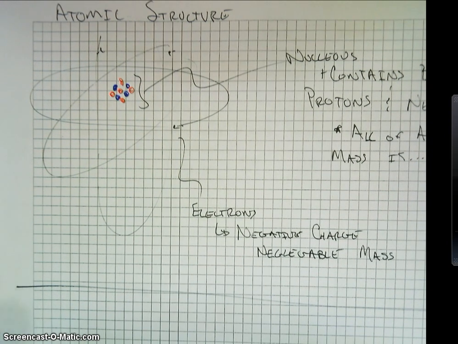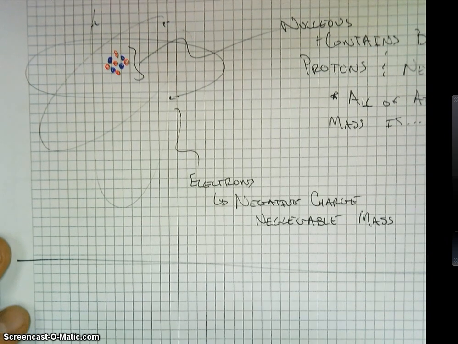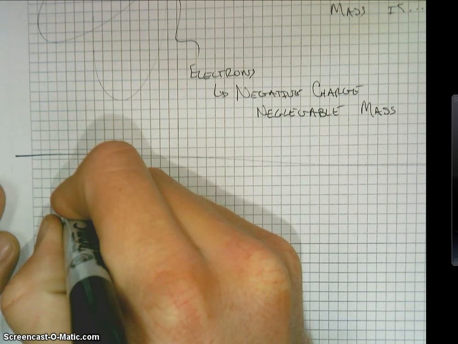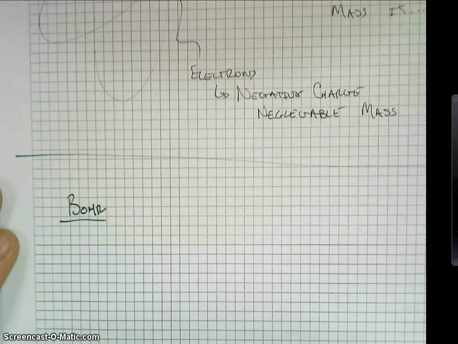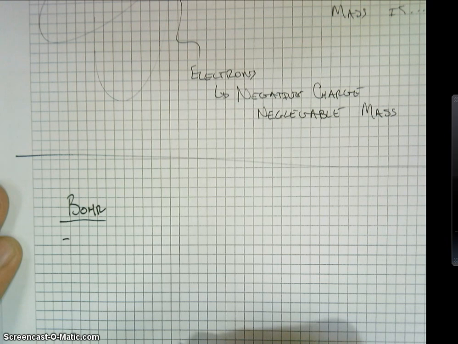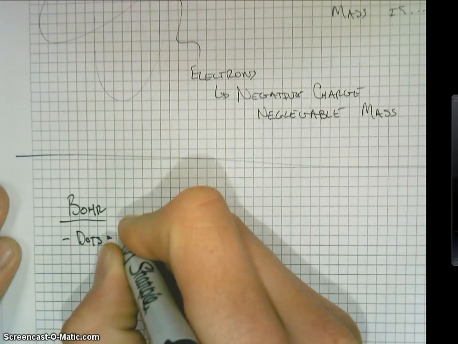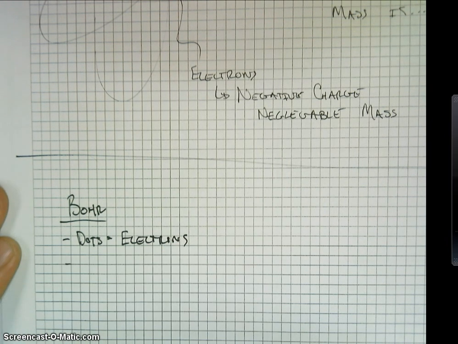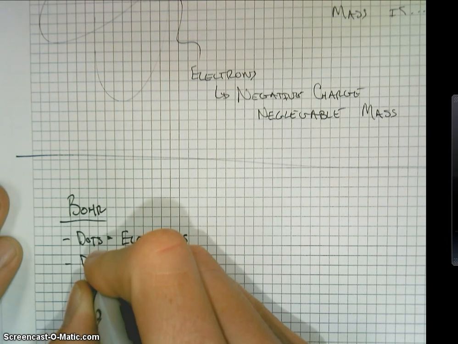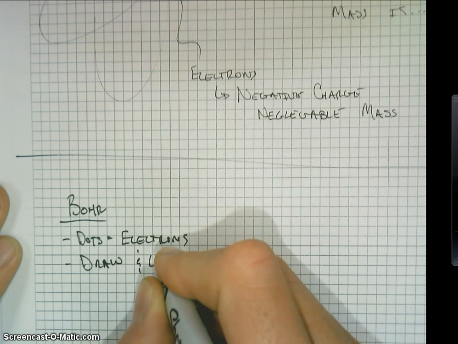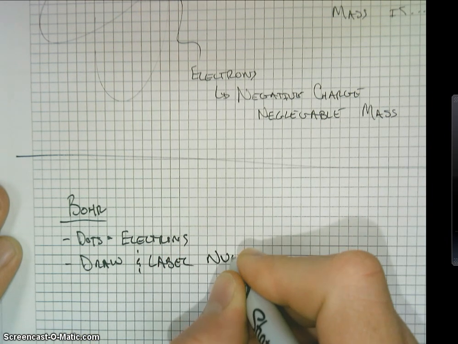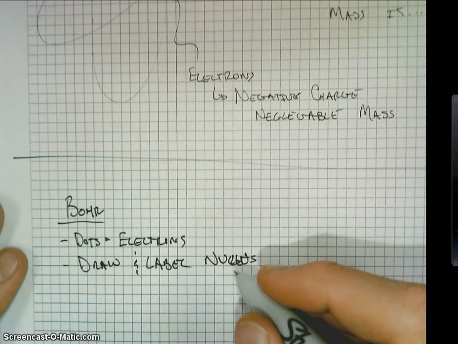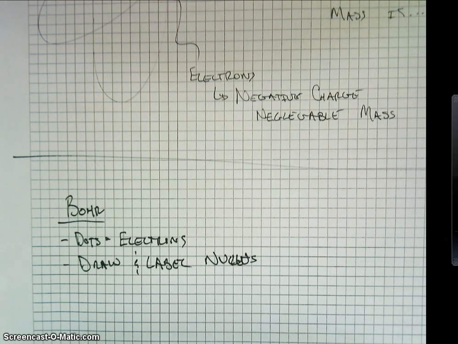I'm going to show you now how to diagram the atom using the Bohr model and the Lewis dot model. First things first, let's take a look at the Bohr model. Couple things: we use dots to represent electrons. We actually draw in the nucleus, and we actually label it too. N-U-C-L-E-U-S. That says nucleus.